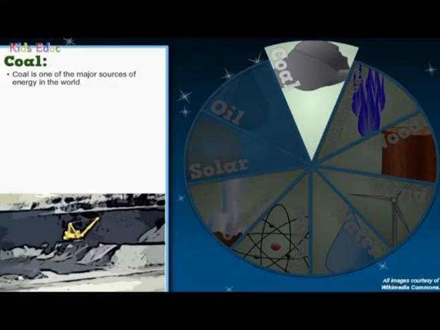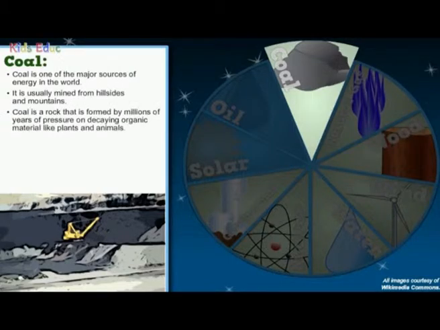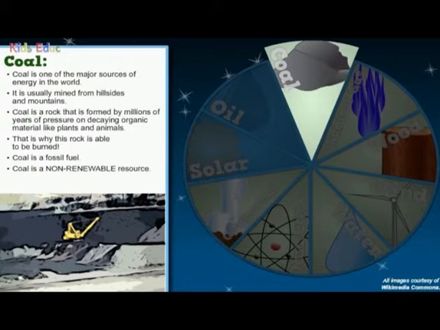Coal is one of the major sources of energy in the world. It is usually mined from hillsides and mountains. Coal is a rock that is formed by millions of years of pressure on decaying organic material like plants and animals. That is why this rock is able to be burned, releasing its energy. It's also why we call coal a fossil fuel. Coal is a non-renewable resource.